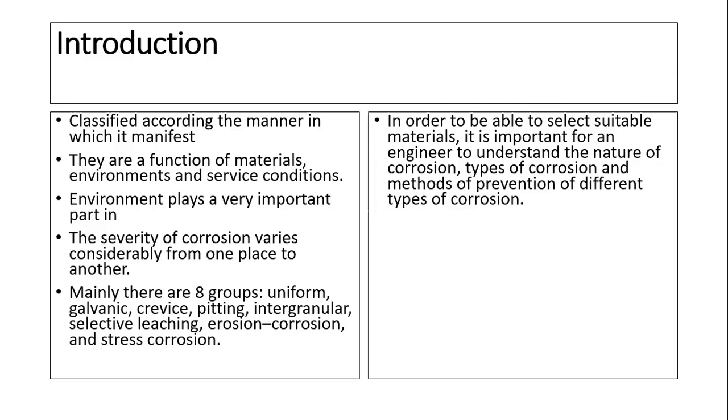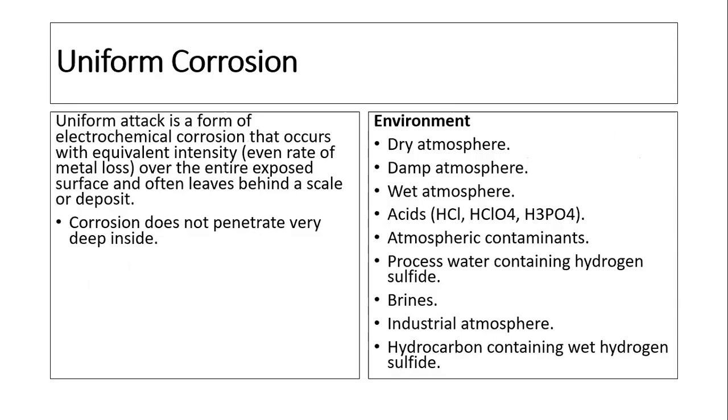And in order to be able to select a material, it is important for an engineer to understand the nature of corrosion, the type of corrosion, and the method of preventing these different types of corrosion. And this is what you're going to look at in this work. So the example that you're going to look at is uniform corrosion.